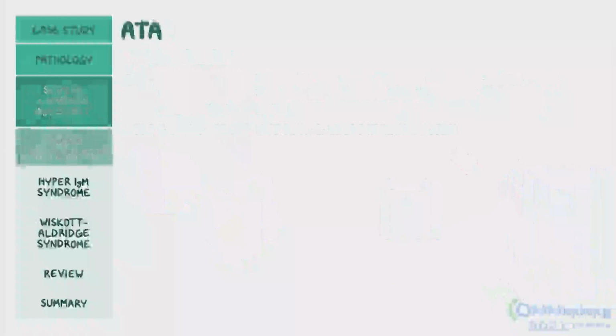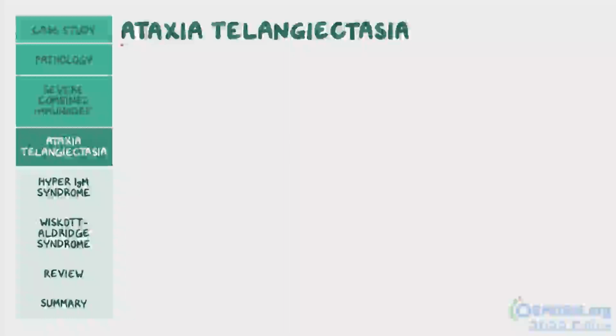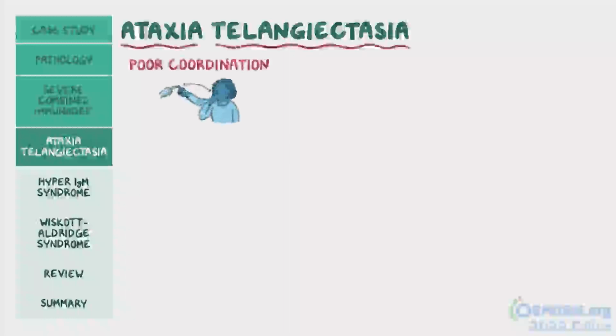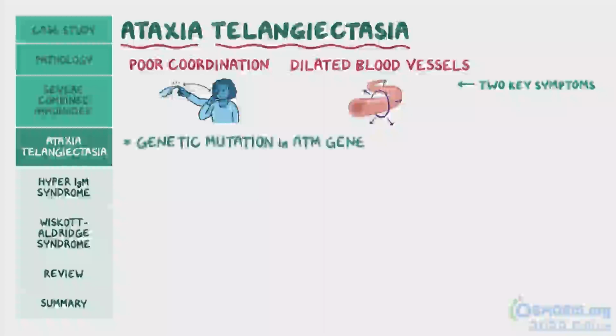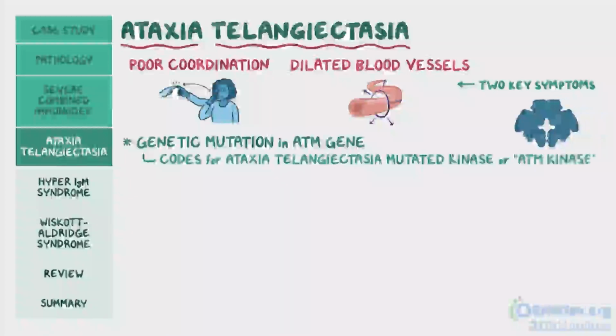Next up, there's ataxia telangiectasia, where ataxia refers to poor coordination and telangiectasia refers to dilated blood vessels. And these are the 2 key symptoms of this disease. Ataxia telangiectasia develops due to a genetic mutation in the ATM gene, which codes for a protein called ataxia telangiectasia mutated kinase, or ATM kinase for short.